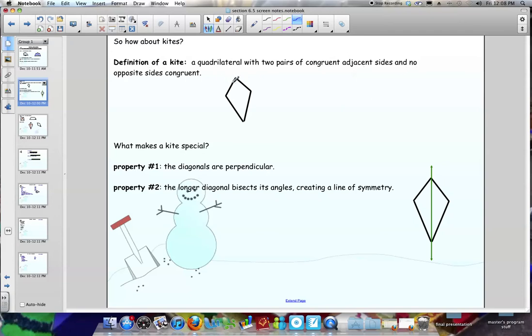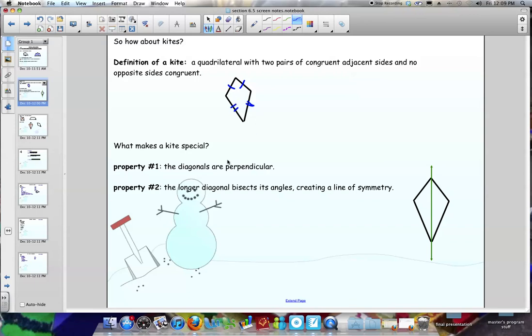The two pairs of adjacent sides are congruent, so this side is congruent to this side. They are adjacent and they are congruent, and these two down here would also be congruent to each other, and they would be adjacent. The trick is that these two cannot be the same as these two. That's what the second part of the definition is about, that no opposite sides are congruent.